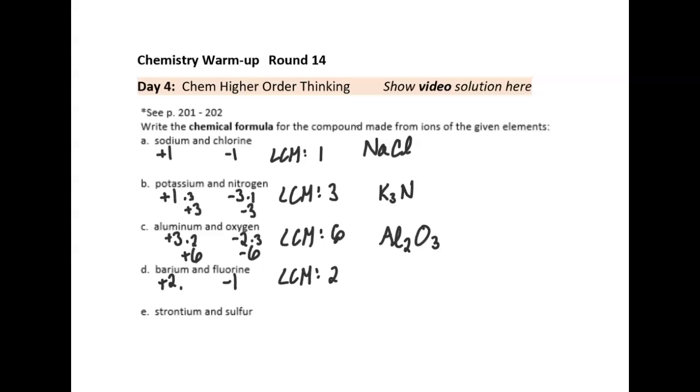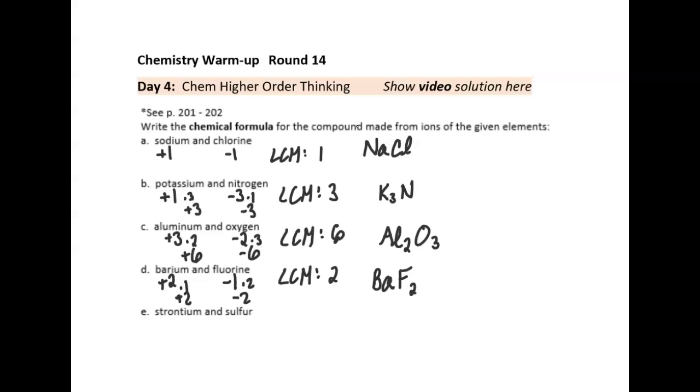So we only want to have one of those because that's already a positive 2 charge. But we need to have 2 of those to create a negative 2 charge. So the formula is Ba, just one of those, and then F2.